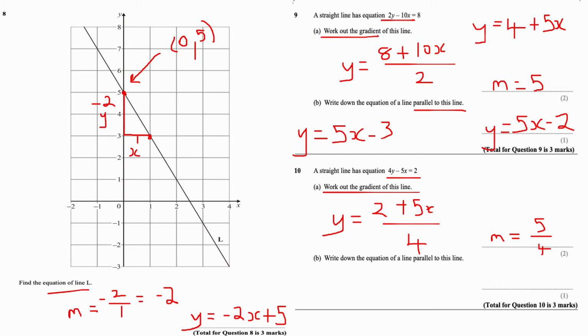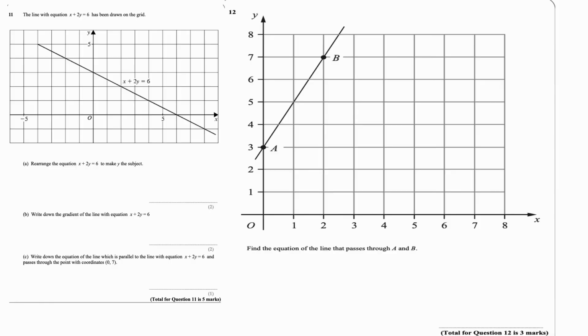Part B, write down an equation that is parallel to this line. Well, y is equal to 5/4 x, take away 1, let's say. So just to reiterate that, guys, parallel means it has the same gradient, but obviously a different y-intercept.